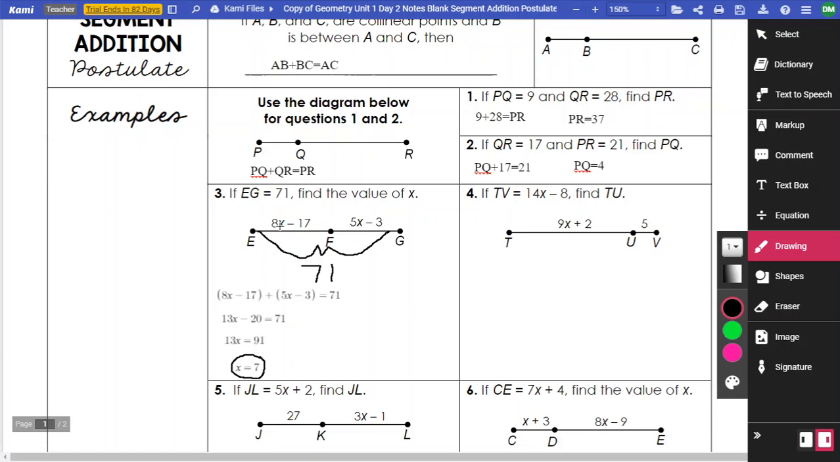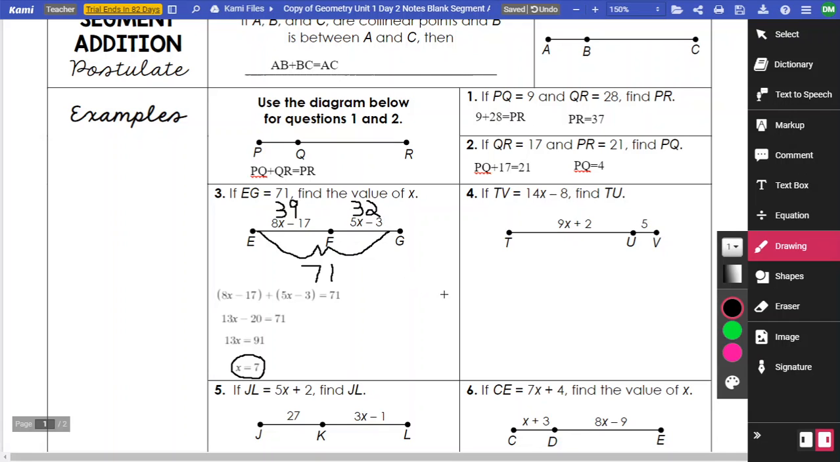So 8x minus 17. That is 8 times 7, which is 56. And if we take 56 minus 17, then I believe that is going to be 39. So 39 right here. And then we do the same thing over here. We've got 5x minus 3. So 5 times 7 is 35. 35 minus 3 is going to be 32.